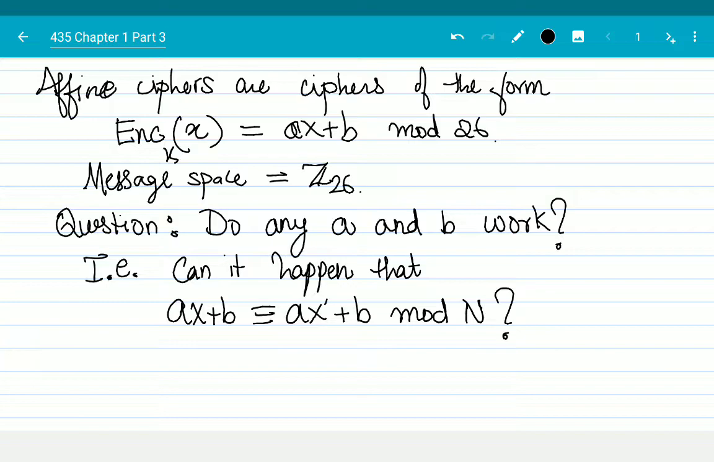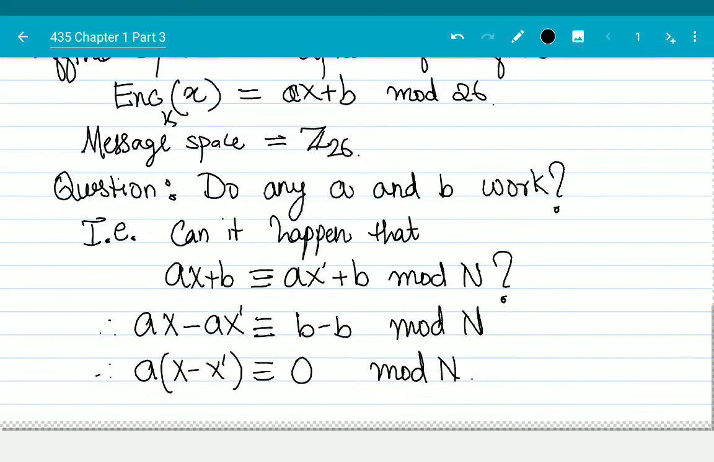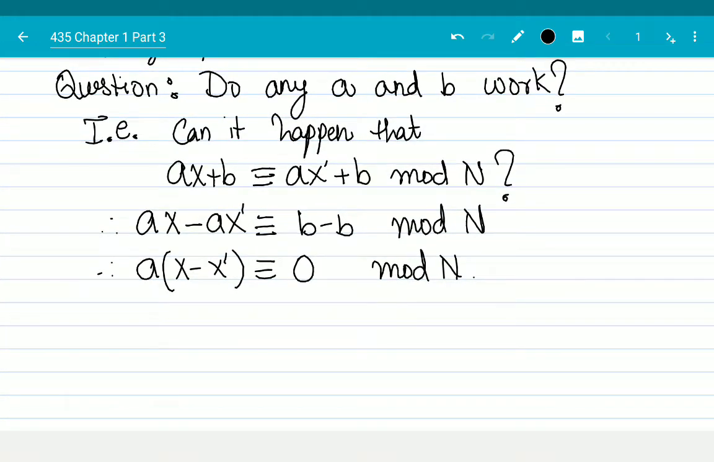And this means, therefore, if I move things around, ax minus ax prime is congruent to b minus b mod n, which is to say a times (x minus x prime) is congruent to 0 mod n. Can this happen? And the answer is yes.